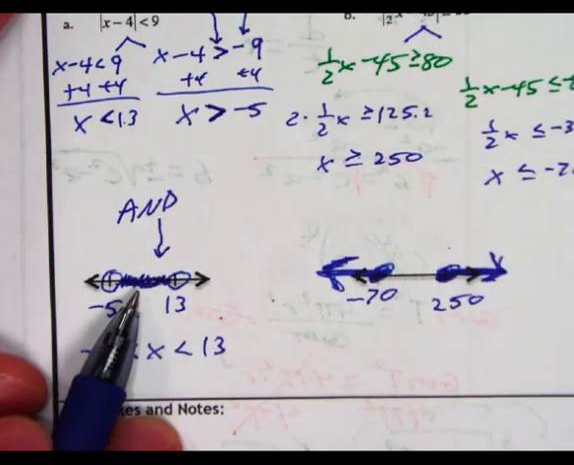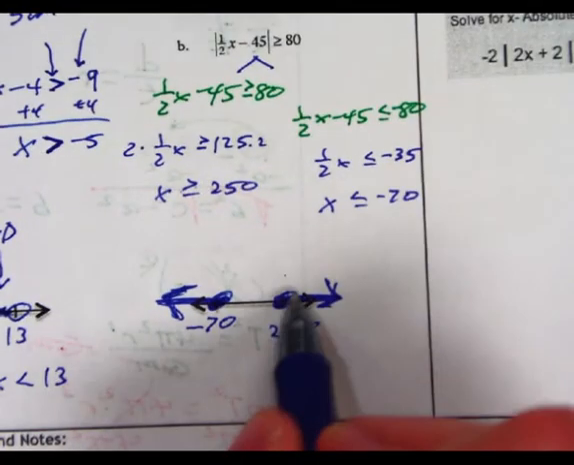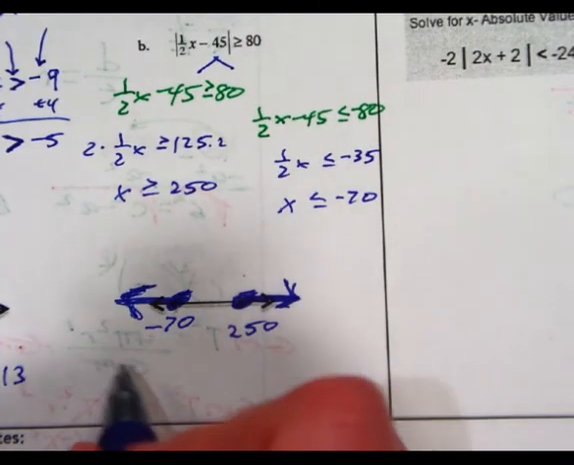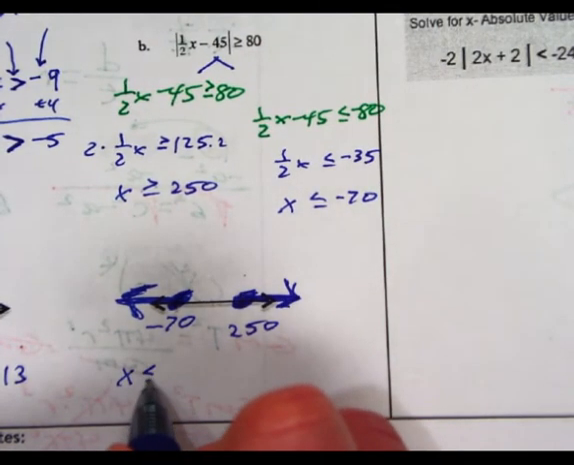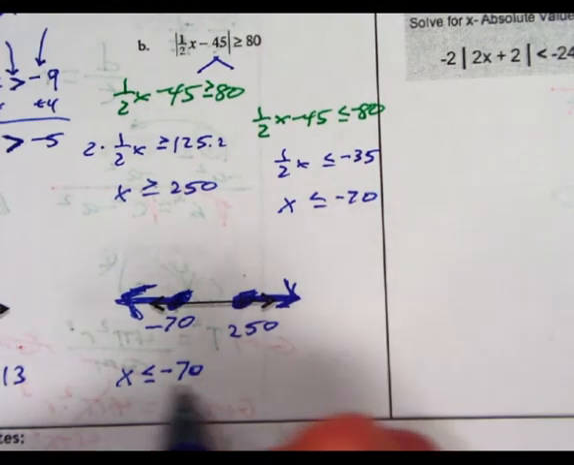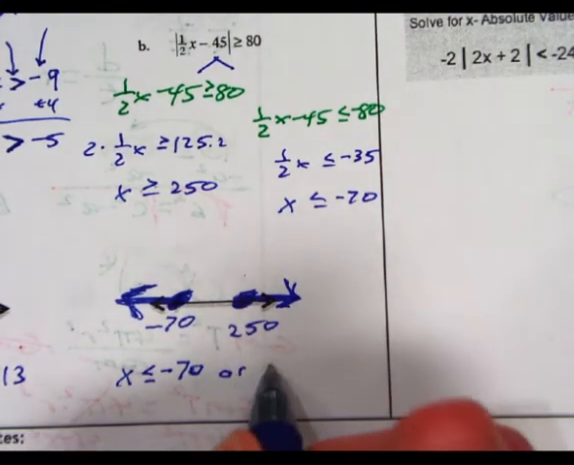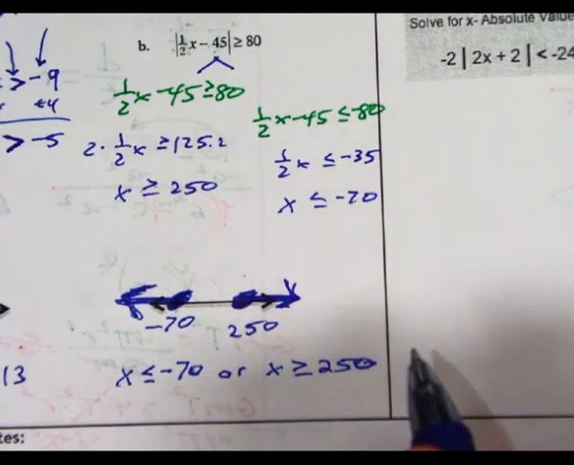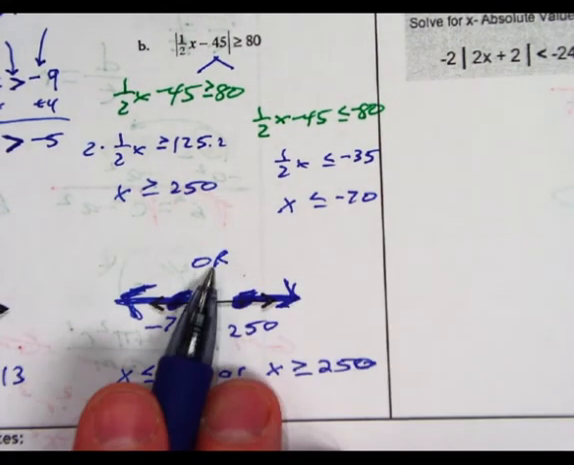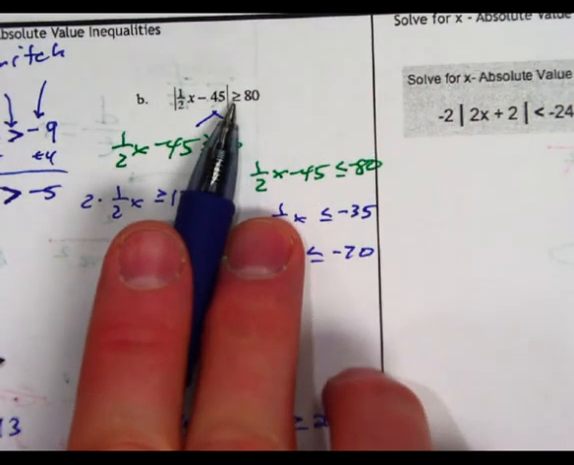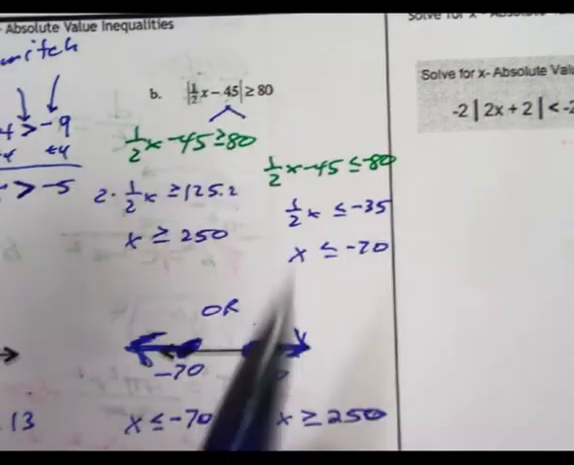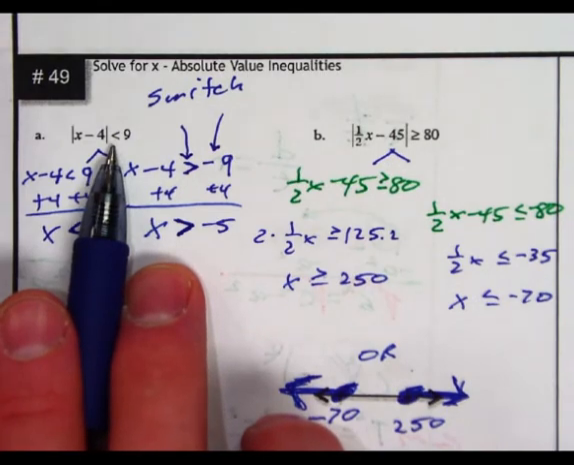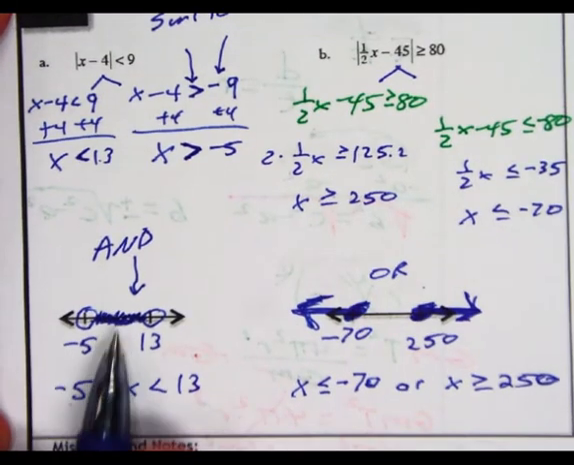These two ran into each other. Now what you need to notice is this is called an OR inequality, because this is showing me that x is less than or equal to negative 70, those are all the values that work, or x is greater than or equal to 250. Now I told you that little trick before that this is going to be an OR because it has great-or, greater than, or, split. This is going to be less than, and run into each other.